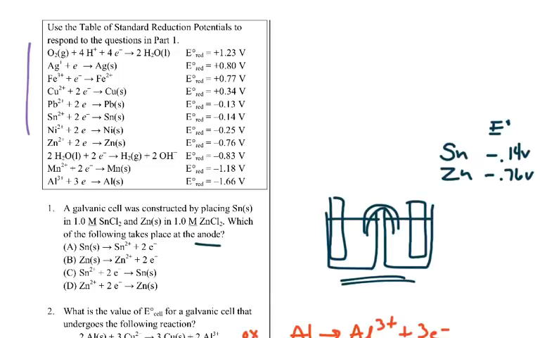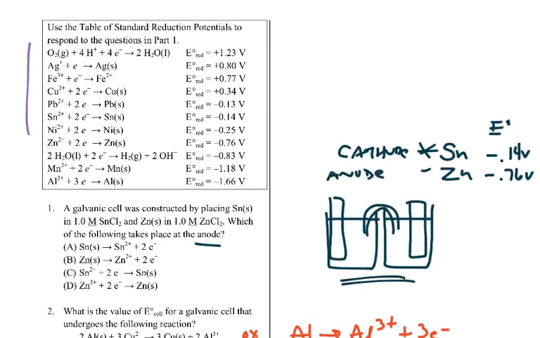So you say, well, I've got tin and I've got zinc. I've taken those two and found them on my chart and wrote them down. The tin has a voltage of negative 0.14, zinc negative 0.76. So my tin is the larger number, the smaller negative number. So that's going to be my cathode, that's going to be reduction, and therefore my zinc is going to be my anode.